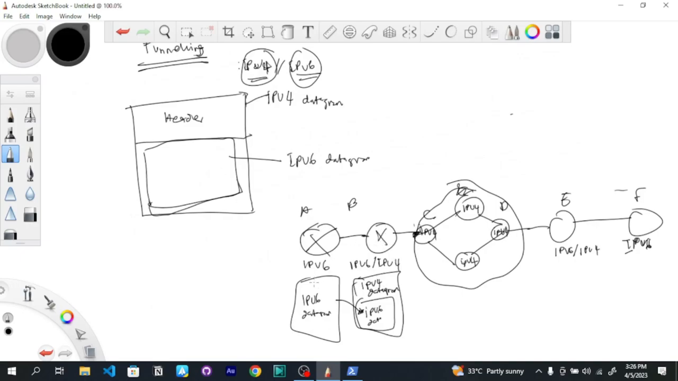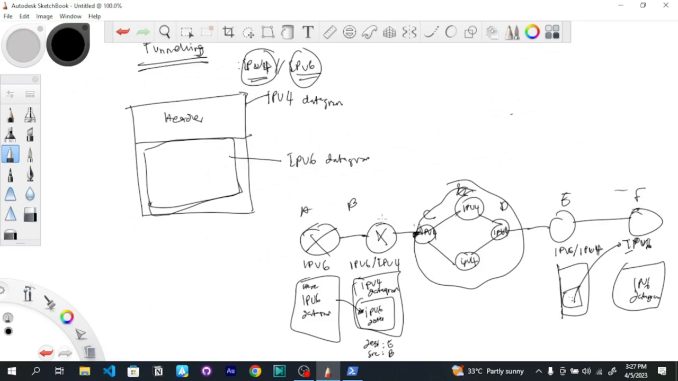But one important thing is that here, the destination is F. When you look at this IPv4 datagram, the destination is F. But here, it will change the destination to be the closest IPv4 router to F, which is E. So here, the destination becomes E, and the source becomes B. But there's an IPv6 datagram inside. It sends it through the IPv4 network, which handles it like normal. Now when it gets to the IPv6 router, it sees the IPv6 format, looks at the destination, and sends it to this destination as an IPv6 datagram.